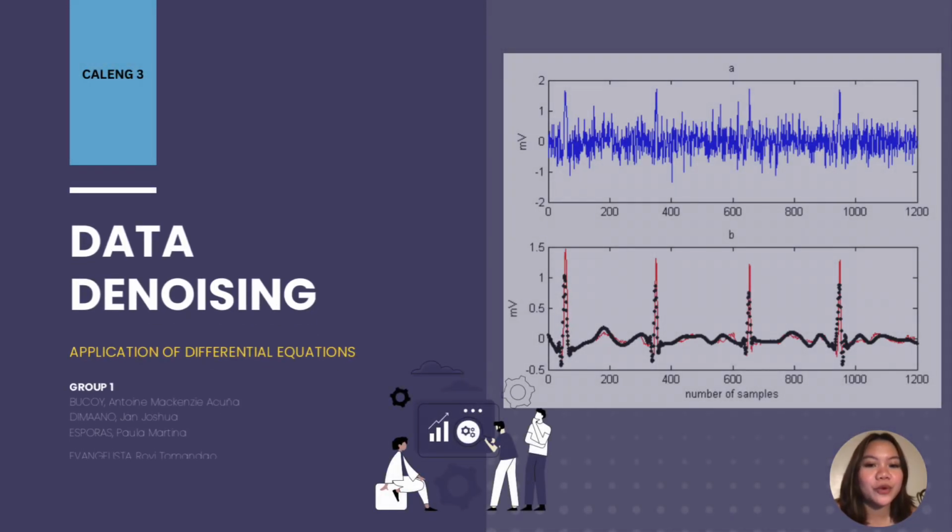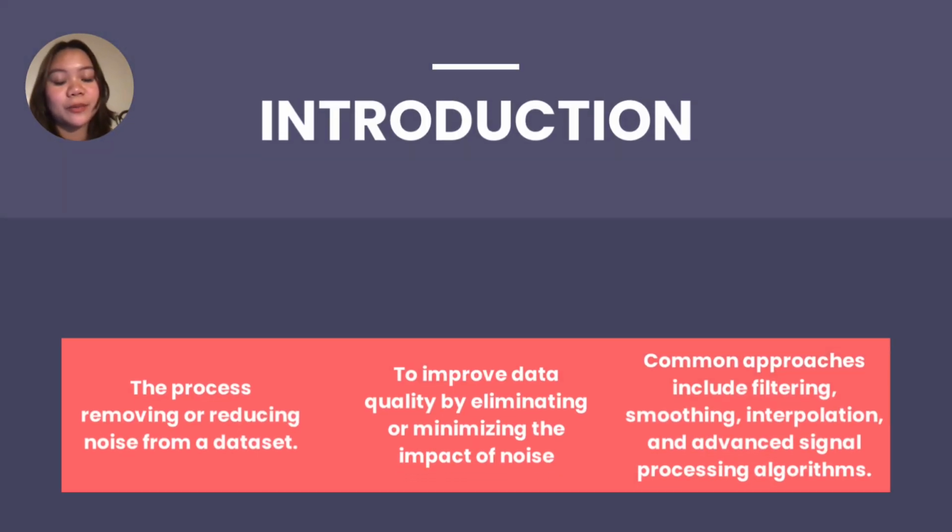Good day, we are Group 1 and we will be presenting our CalIng 3-term project called Data Denoising. Data denoising refers to the process of removing noise from a dataset. Noise is any unwanted or irrelevant information that interferes with the signal or pattern present in the data.